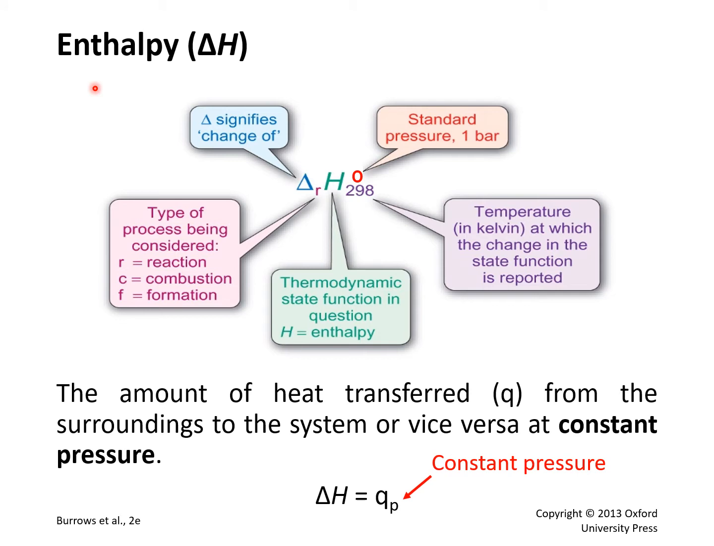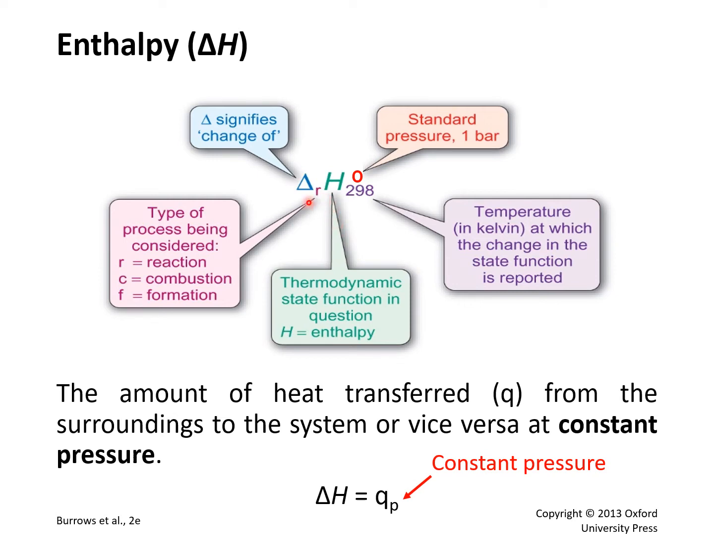Enthalpy is a thermodynamic state function that is often used in thermochemistry and has the symbol capital H. Unfortunately, we cannot measure the absolute enthalpy of a system. However, we can clearly measure the change in enthalpy, delta H. Delta H is equivalent to the heat transferred from the system to the surroundings or vice versa. And so delta H equals QP, the heat at constant pressure.